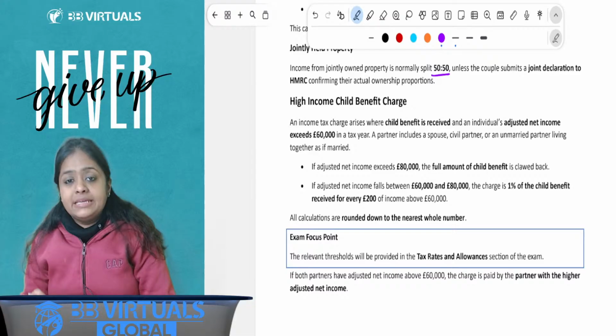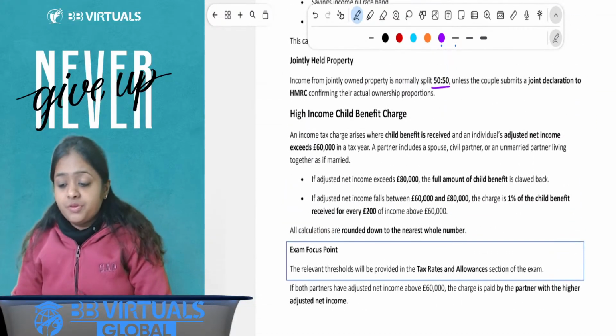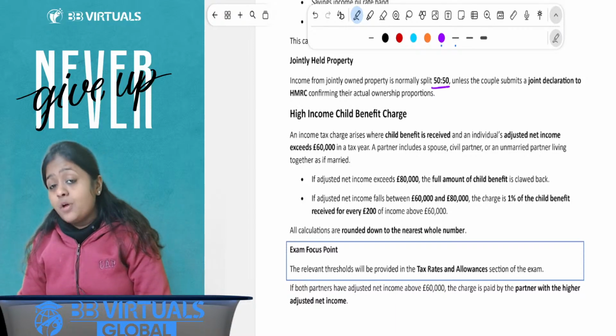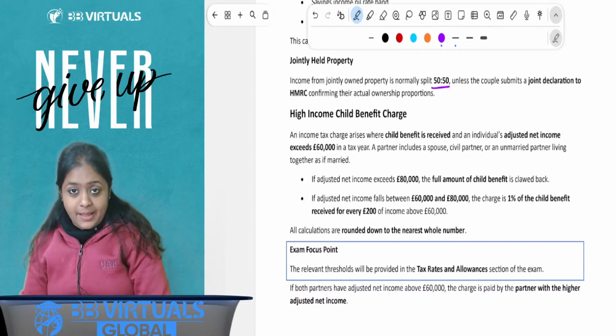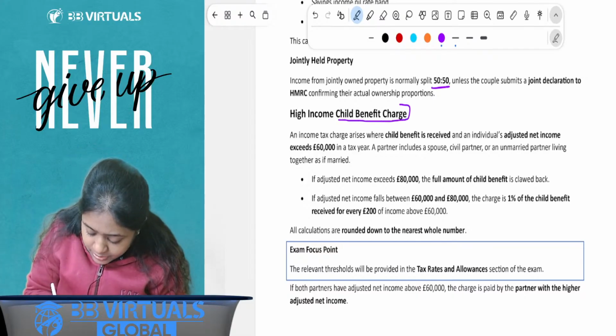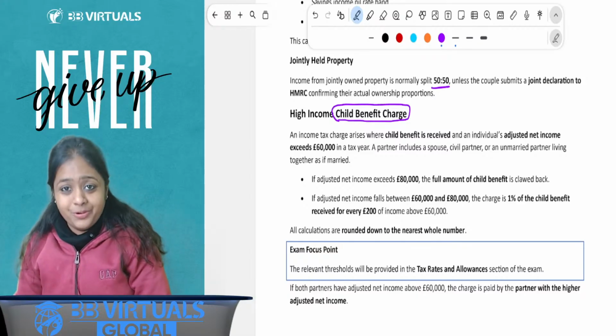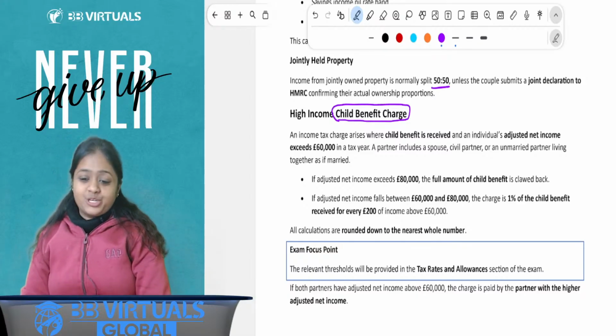Now I take up almost the last two topics which are remaining here, and this topic is very frequently tested in the exam. This is known as the High Income Child Benefit Charge, CBC. Not the CBC that we do, it's a Child Benefit Charge.